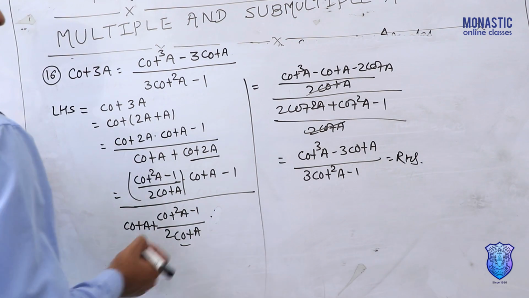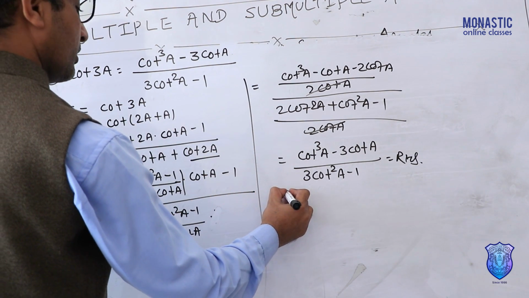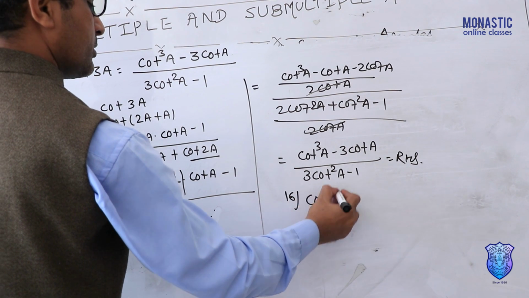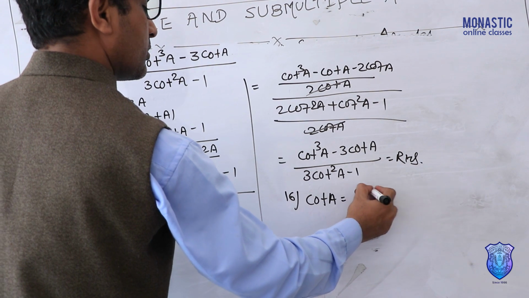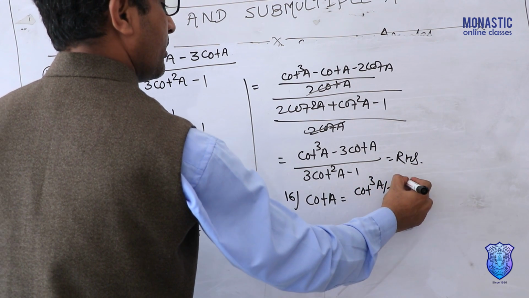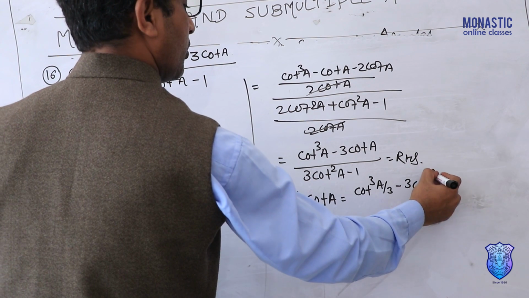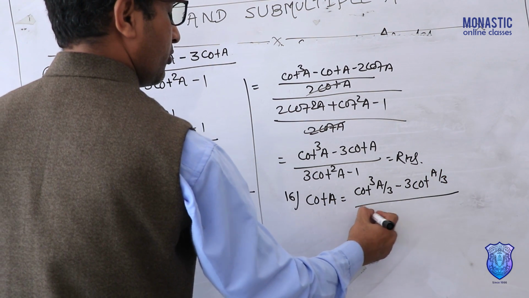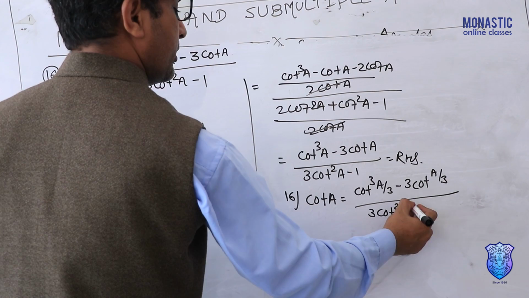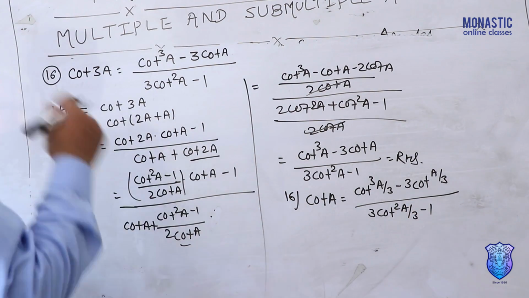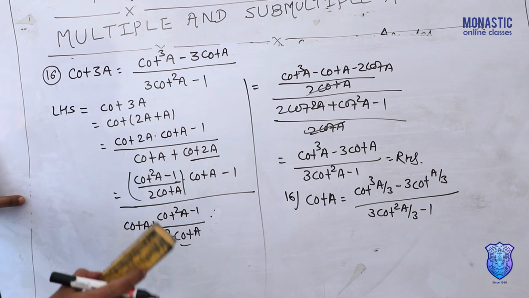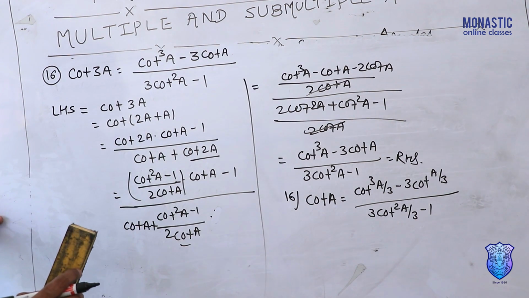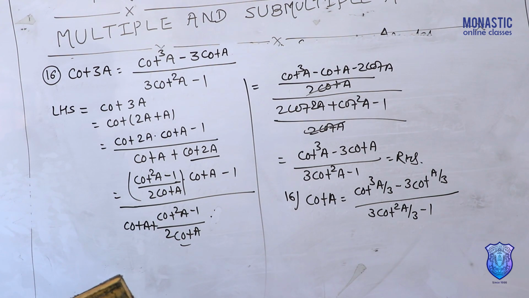And its submultiple formula will be cot 3A. Now cot A, that is cot cube A by 3 minus 3 cot A by 3, 3 cot square A by 3 minus 1. We have completed all the formula of this exercise now. These are the ways by which we can prove this formula.